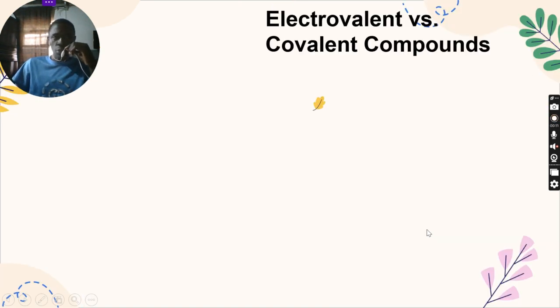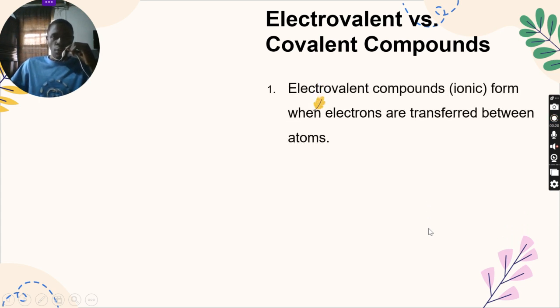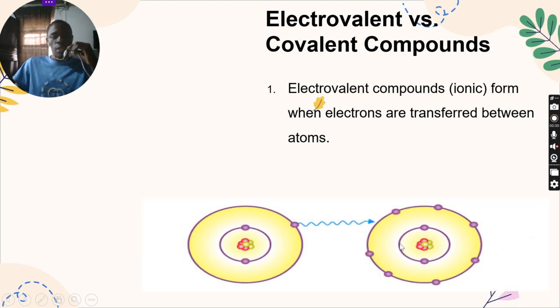Before we go into the Ionic Theory proper, we will be talking about electrovalent and covalent compounds. What are they? Electrovalent compounds are otherwise called ionic compounds. They are formed when electrons are transferred from one atom to another atom. As you can see in this image, an electron from this atom was transferred to this atom. So the compounds formed by this process are said to be electrovalent compounds or ionic compounds.